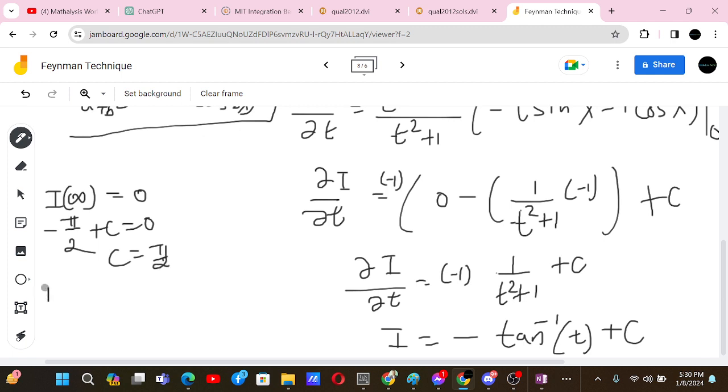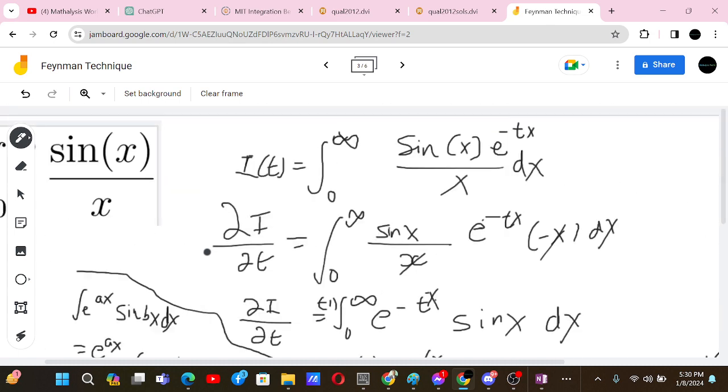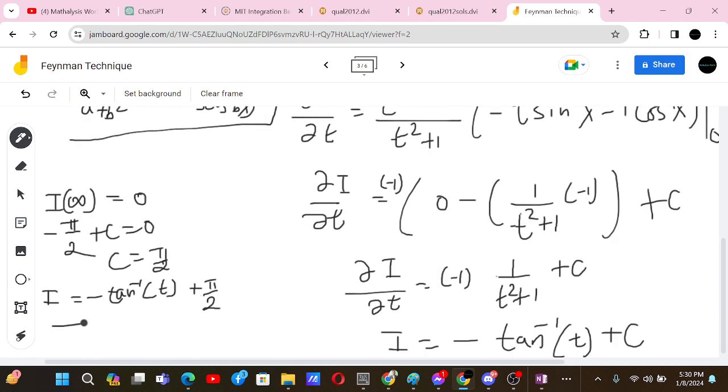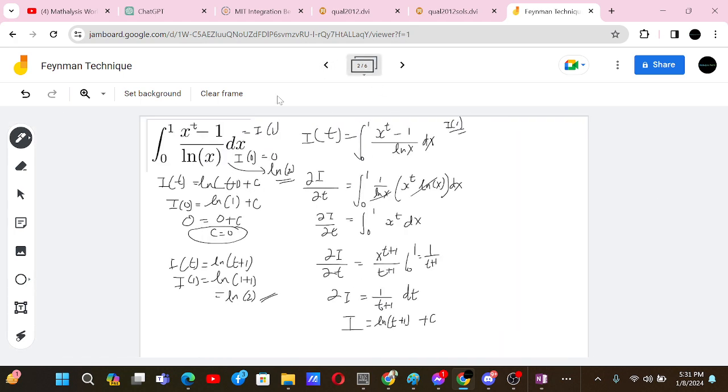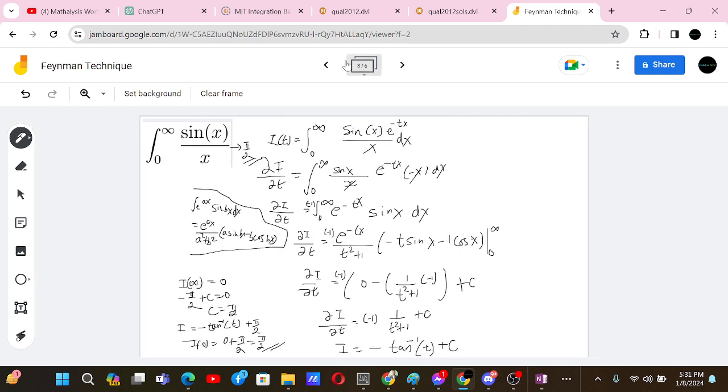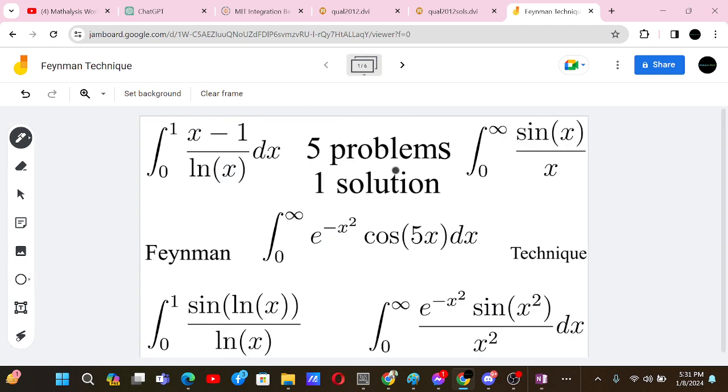Now since we have I equals minus tan inverse t plus pi by 2, we can find out I of 0, which is the integral of sin x by x. This will be 1 and it will vanish out. So I of 0 is the required thing, and tan inverse 0 is just 0, so 0 plus pi by 2, so the answer is pi by 2. So the answer of this integral is pi by 2, and that's it. Previously it was ln 2, now it's pi by 2. Let's go to the next problem.